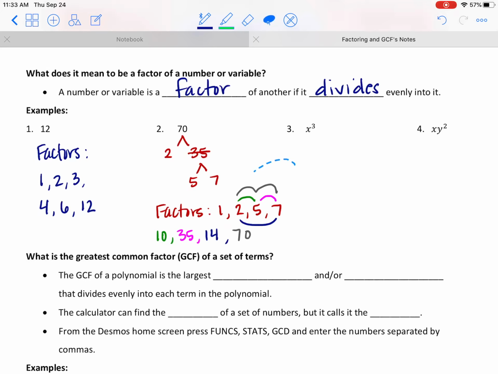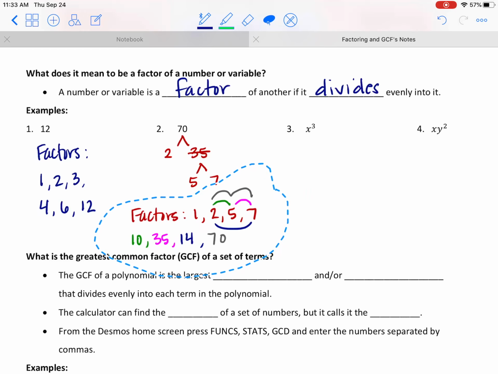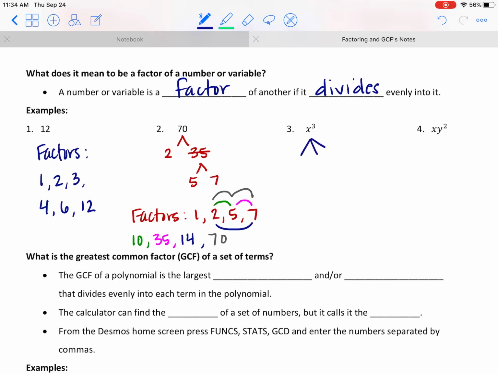It's kind of a weird thing to think about, right? Let me scooch this over a little bit. X to the third. It's a weird thing to think about. So what I would suggest is, well, let's break it down like we broke down the 70. What does x to the third really mean? Well, it really means that we're multiplying an x times an x times an x. So the prime factors would be x, right? X to the first is the prime factor. So if I was going to make my list of factors here, I could definitely put x to the first on the list. And then any combination of those multiplied would produce another factor.